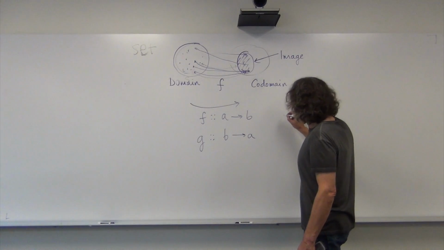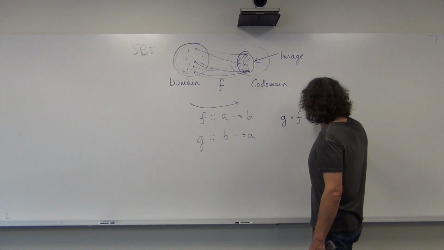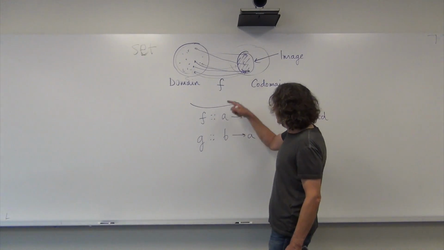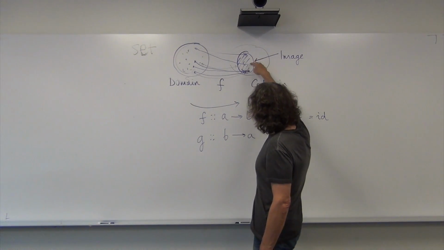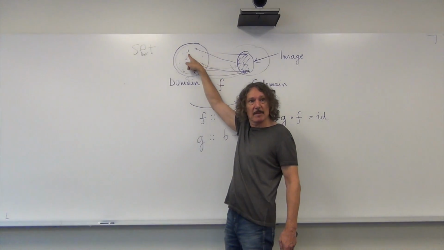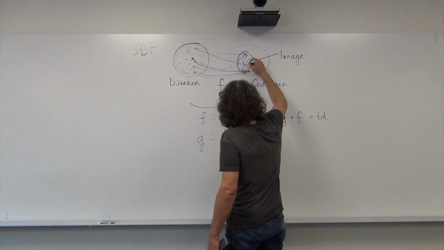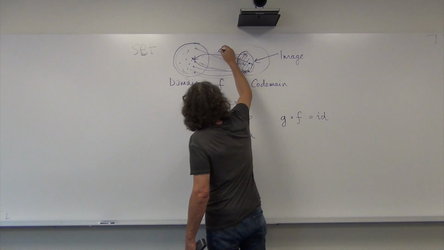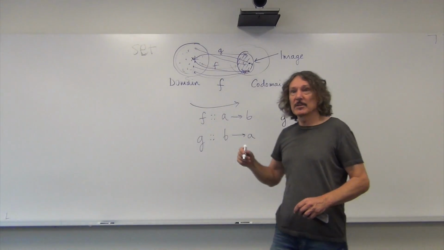What does it mean? It means that G after F equals ID. Okay? So if you first go F to B and then go back from B to A using G, you should end up in exactly the same point. So if you have an X here, right, F maps it into some Y here, and then you apply G to Y, you should get back to X. Okay? That means the inverse.